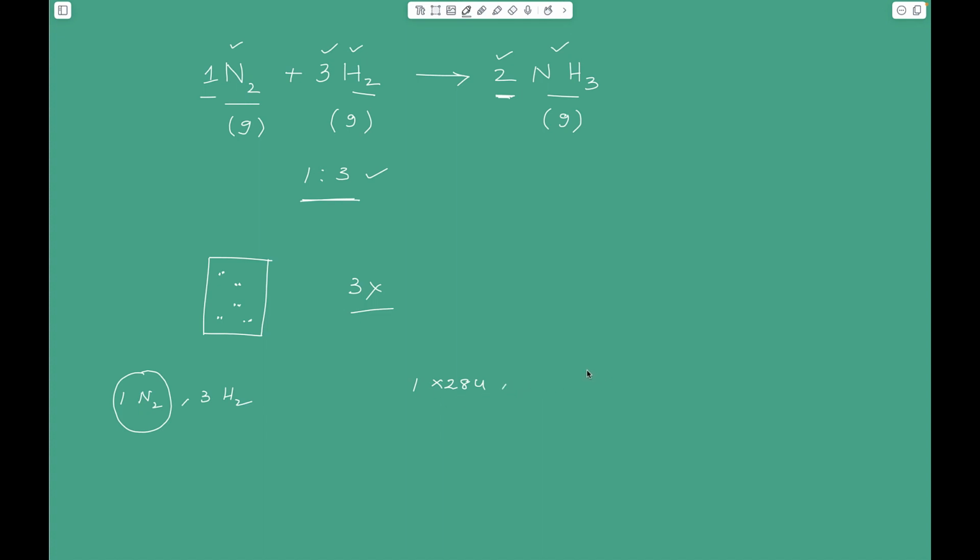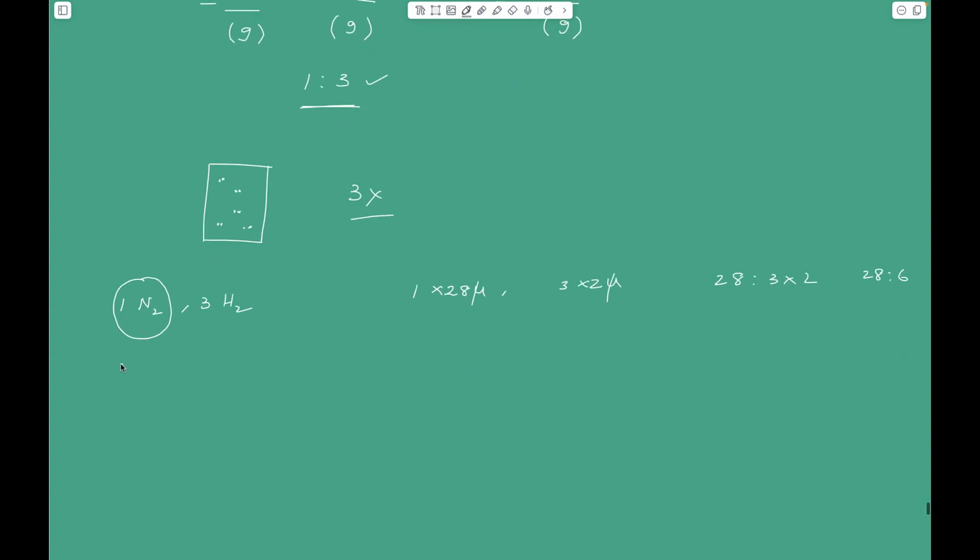And the molecular mass of hydrogen is 2 U, and we have 3 such hydrogen molecules. So this is the total mass of hydrogen that we have. Then what is the ratio between their masses? See, these 2 U's get cancelled, then the ratio becomes 28 to 3 times 2, or 28 to 6.